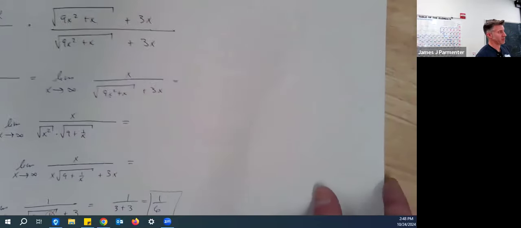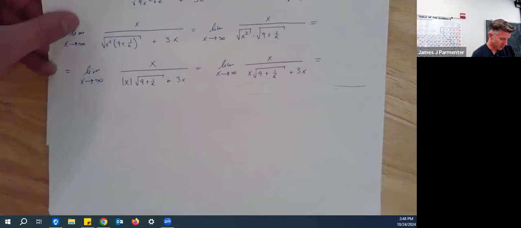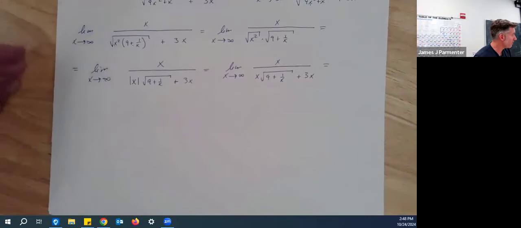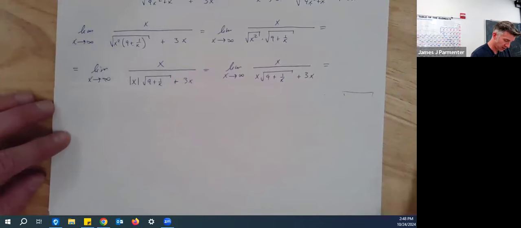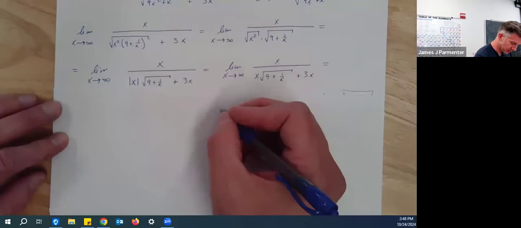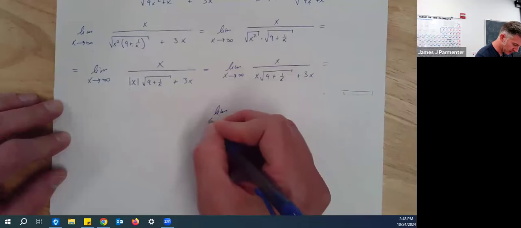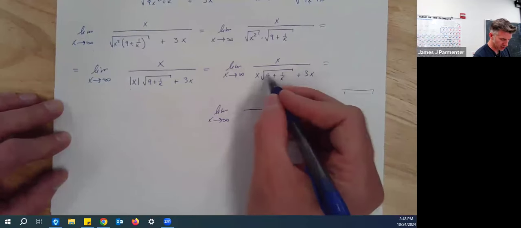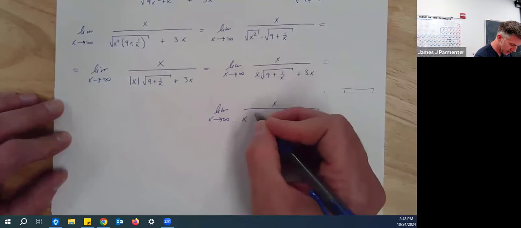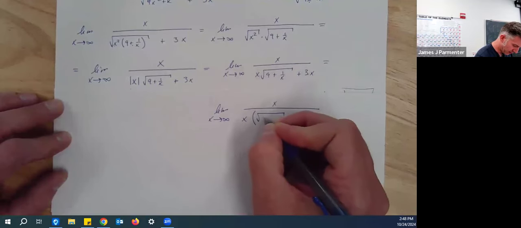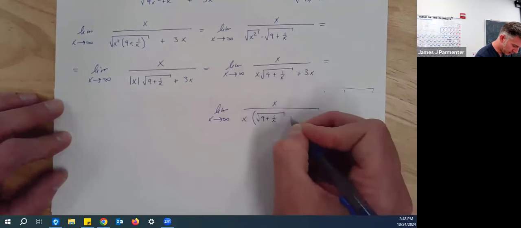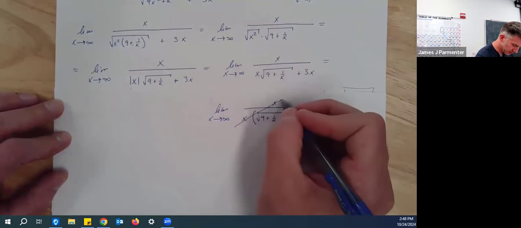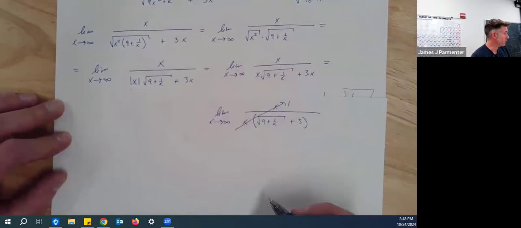When you're doing these ones with rational functions where you're dividing everything by the highest power of x in the denominator, you can alternatively factor out the highest power of x in the denominator. That's the same work really. So right here, I could have said that this was the limit as x goes to infinity of x over, and then from each of these two terms on the bottom, I could factor out an x, and then be left with the square root of 9 plus 1 over x plus 3. And then those x's cancel. It's the same thing.